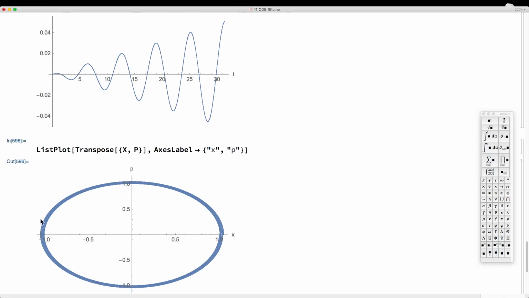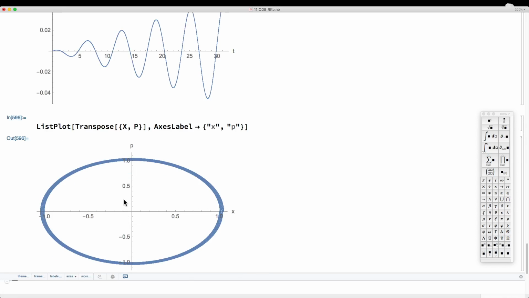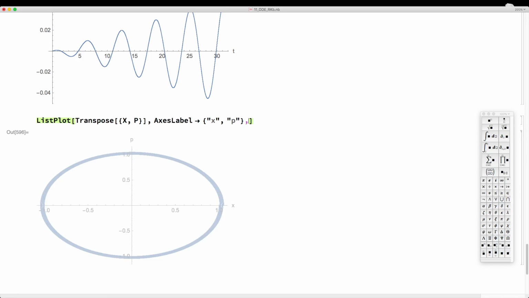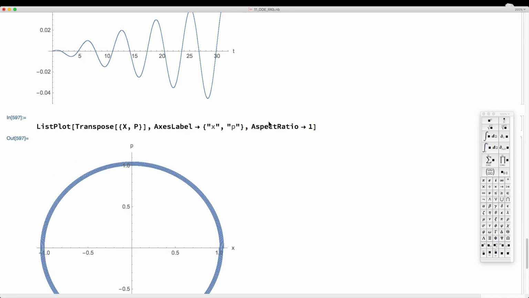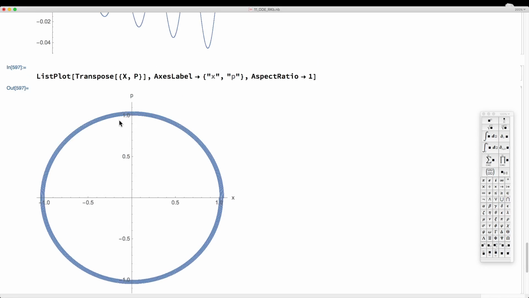And we can see that this is not quite a circle as it was when we solved the system analytically. This is also a bit squeezed, but that's because the aspect ratio is not 1. So we can use the command AspectRatio and then 1, and that will make sure that the x and y axis have the same dimensions, the same scale.